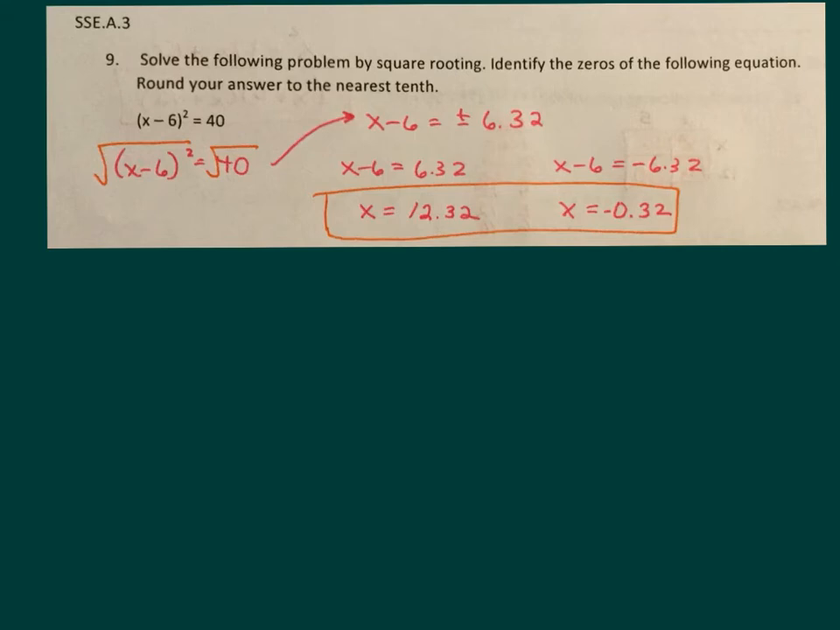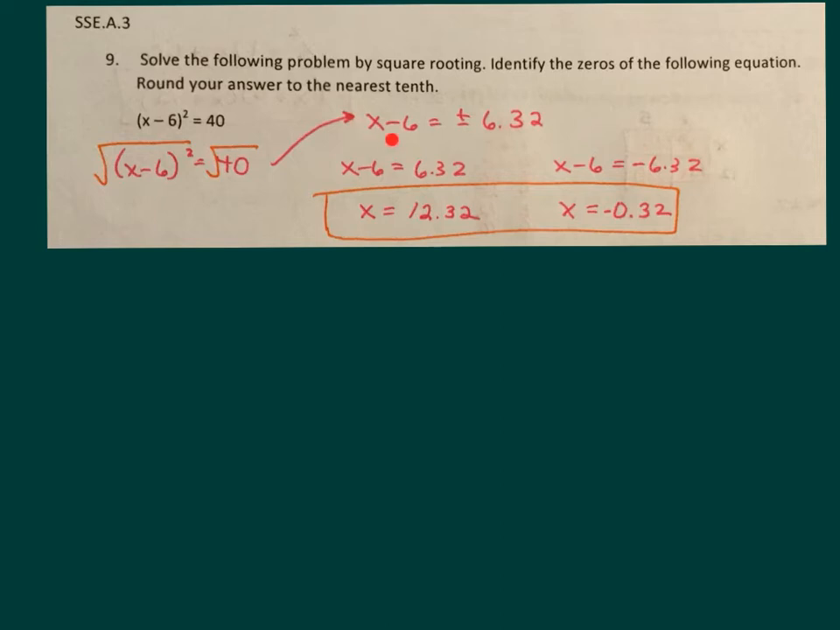All right, this one specifically, number 9, said solve the following problem by square rooting. So we wanted you to specifically use that method. Identify the zeros of the following equation, round your answer to the nearest tenth, which I see I failed because I rounded to the nearest hundredth on my paper. So the first thing that I have to do to both these sides is square root both sides. It's already in a nice pretty form.